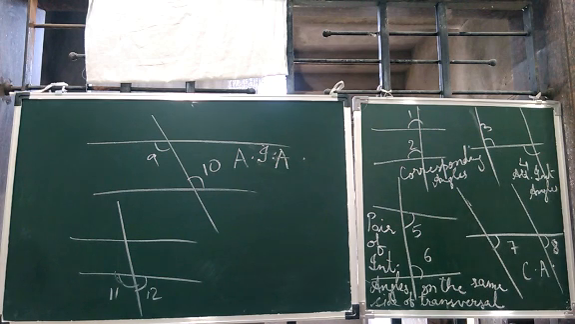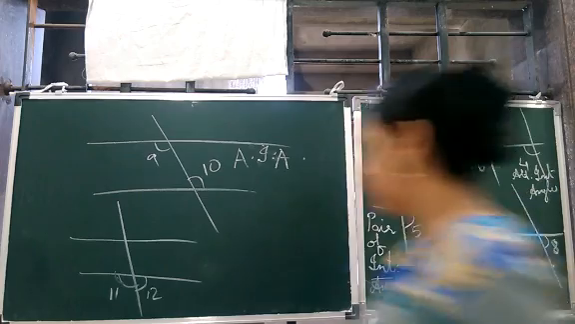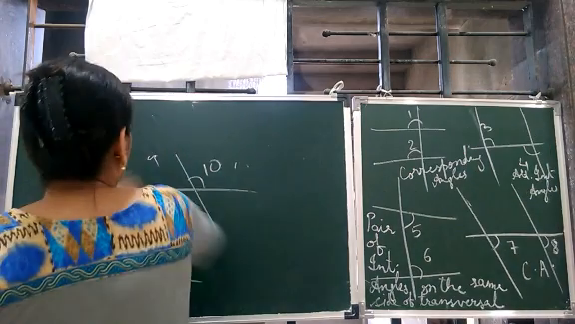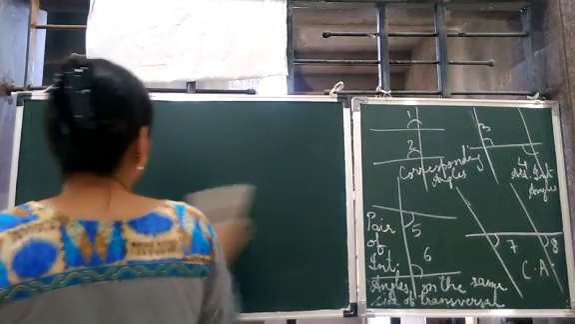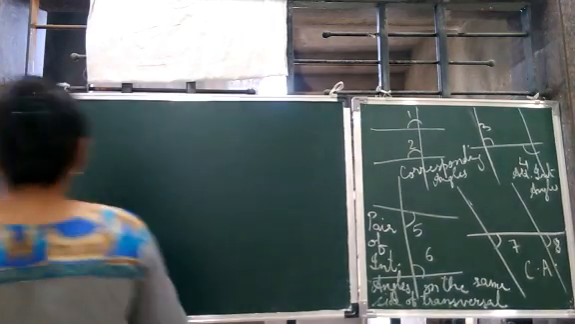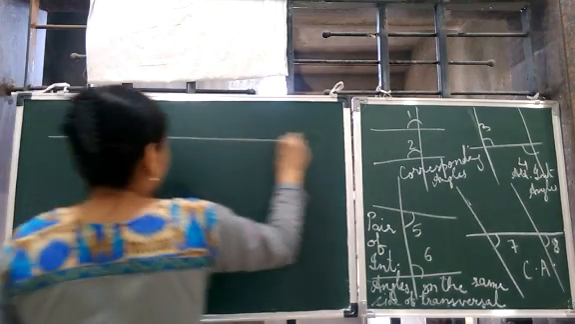Now the next topic is transversal of parallel lines. Right now we were using intersecting lines. Now transversal of parallel lines. What are parallel lines? Lines which do not meet each other and the distance between the two lines always remains the same. So can it have a transversal? Yes, it can.